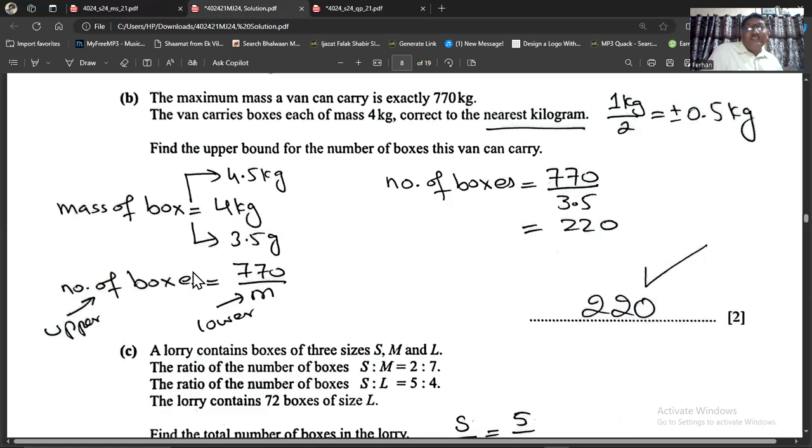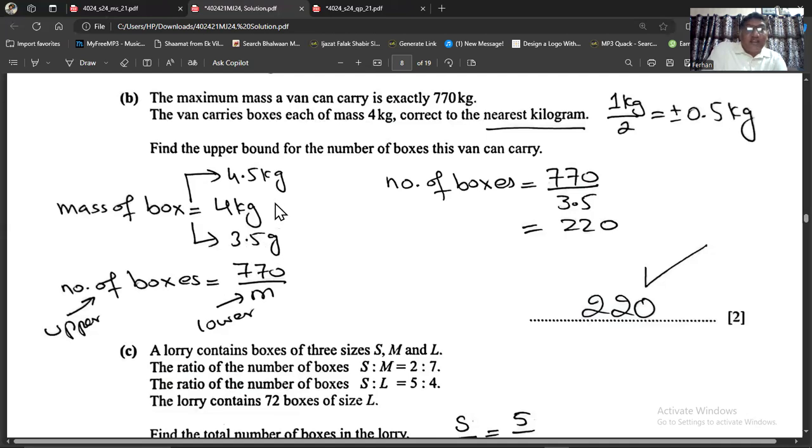Now the number of the boxes which the van can carry: the van can carry 770 kg exactly, so 770 divided by the mass of one box. Because we want the upper bound of the number of boxes, and this comes from the division of these two numbers, if you want a larger number, the m must be taken at the lowest value. The lowest value of the m here is 3.5.